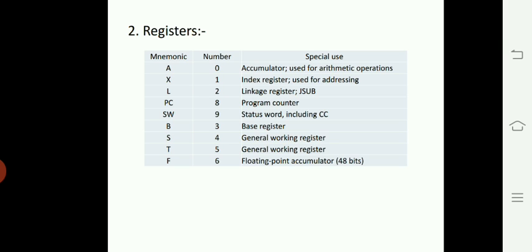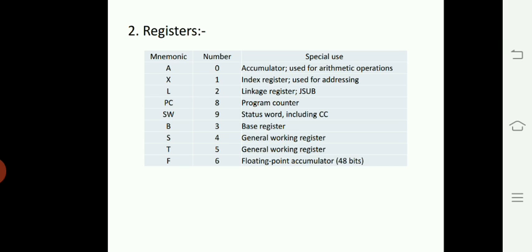The second factor considered is the registers. The SIC/XE machine architecture provides 9 registers, and the size of all registers is 24 bits except the F register. Only the F register has a size of 48 bits. All the registers have a uniquely assigned number. The first register is the accumulator register, represented by the letter A, and its number is 0.